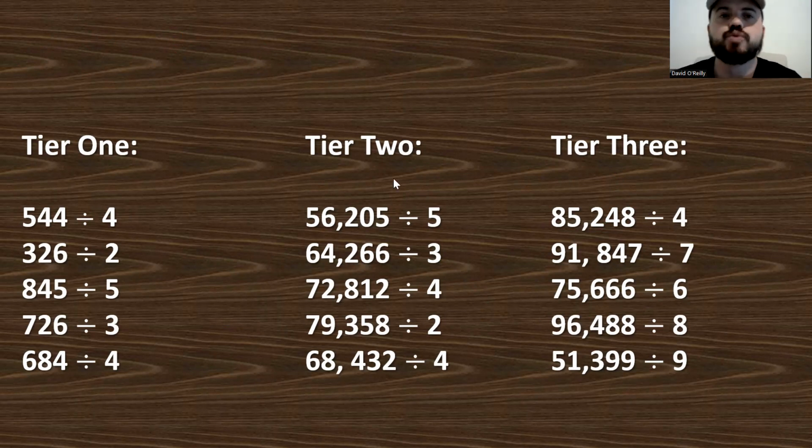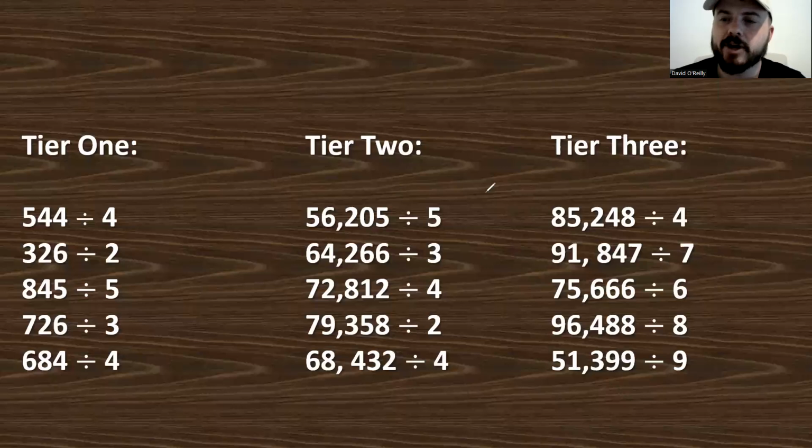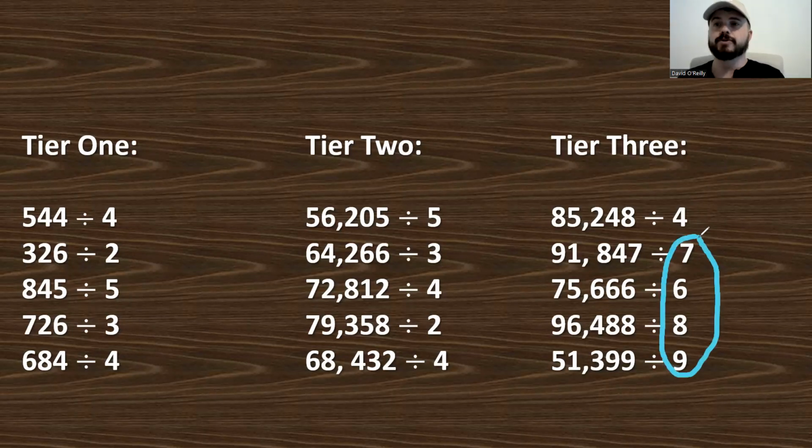Okay. One thing really quickly, have a look at these numbers here, 7, 6, 8, and 9. These are trickier numbers to divide by because they're trickier times tables. So if you struggle to divide by those numbers, you need to learn those times tables. Okay. Learning the times tables is very important.